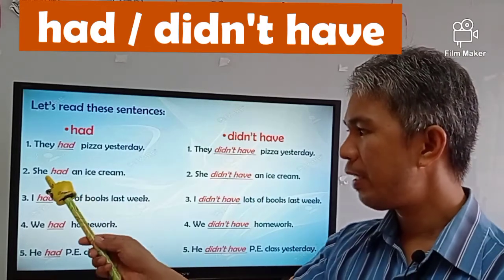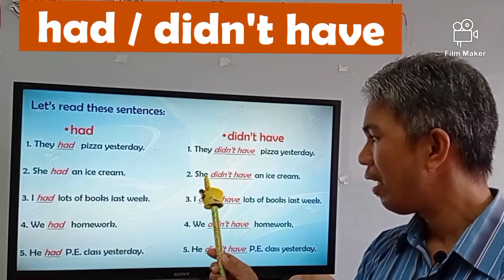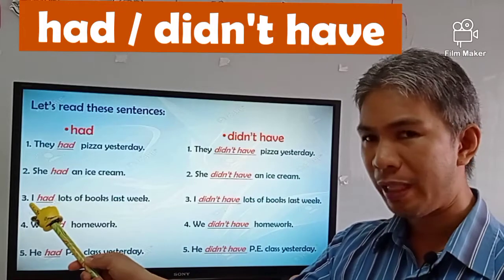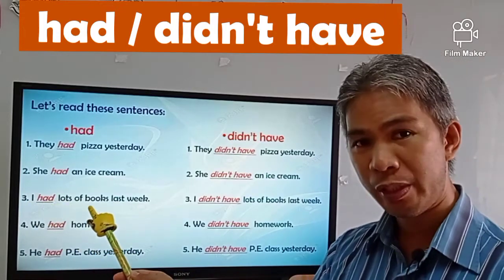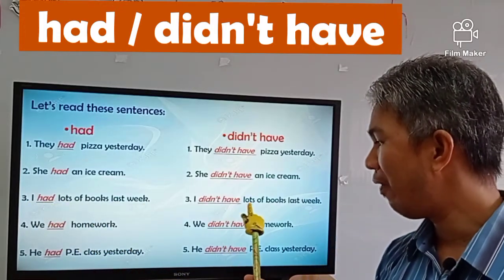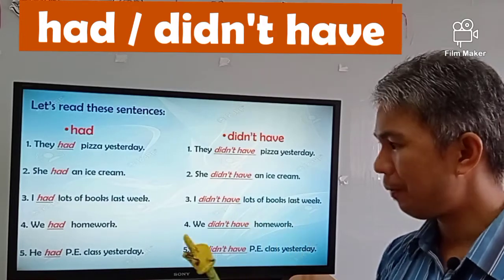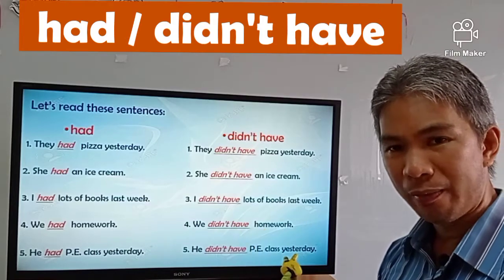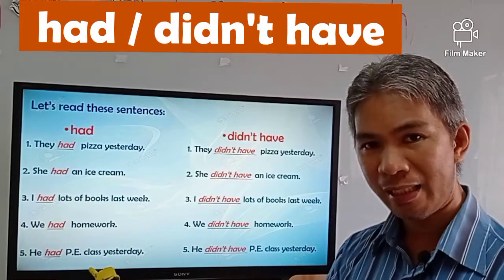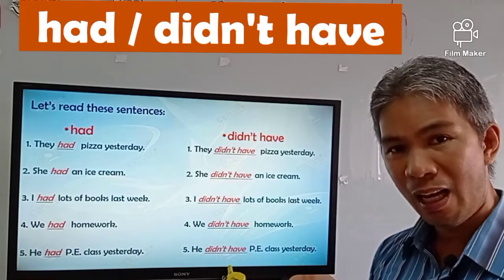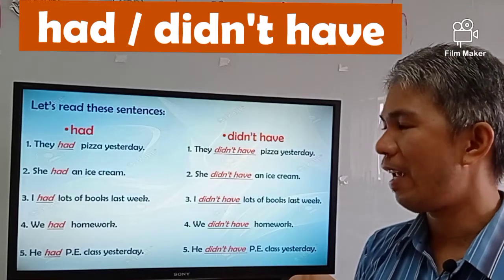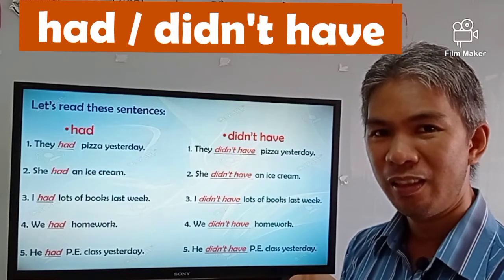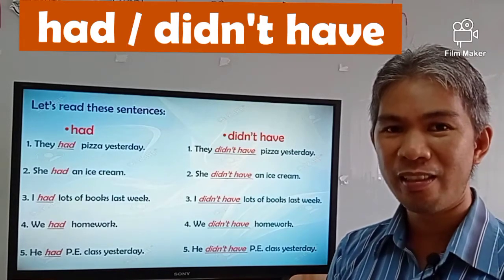Number 2. She had an ice cream. She didn't have an ice cream. Number 3. I had lots of books last week. I didn't have lots of books last week. We had homework. We didn't have homework. He had PE class yesterday. He didn't have PE class yesterday. So, did you follow? Can you make your own sentences?